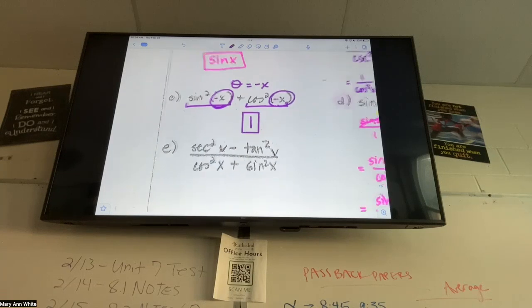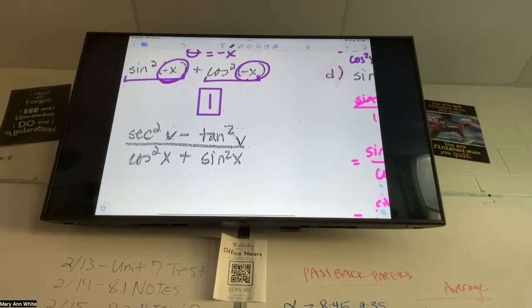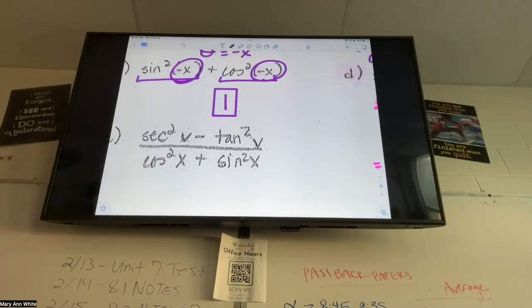Okay. Let's look at the next one. All right, secant squared, these should both be of x. I don't know why it looks like it's not x. Make it all x. Secant squared of x minus tan squared of x over cosine squared of x plus sine squared of x.